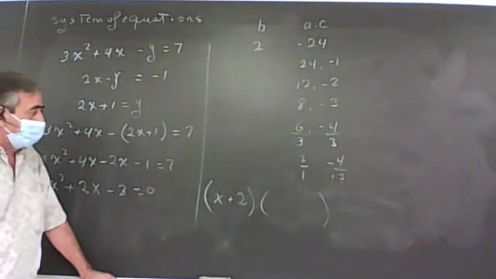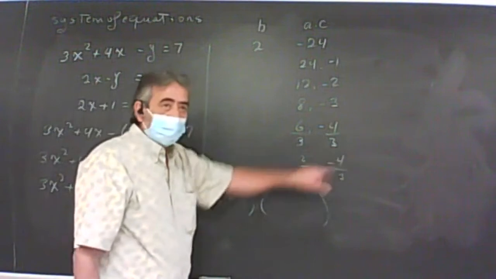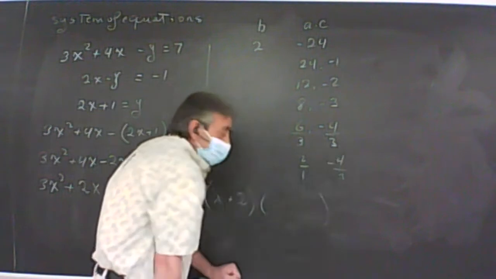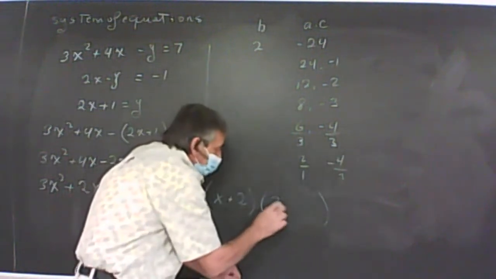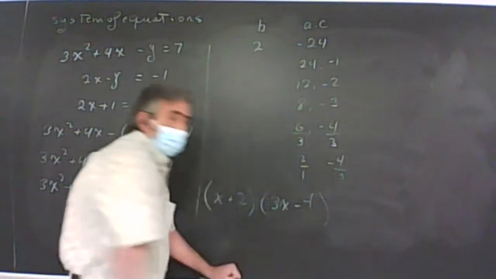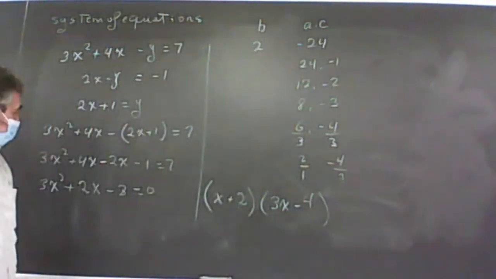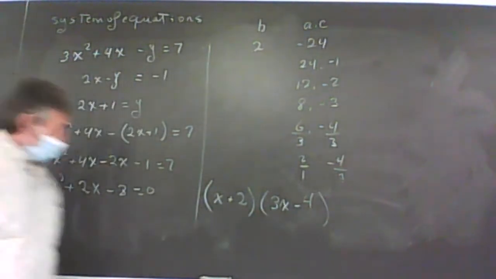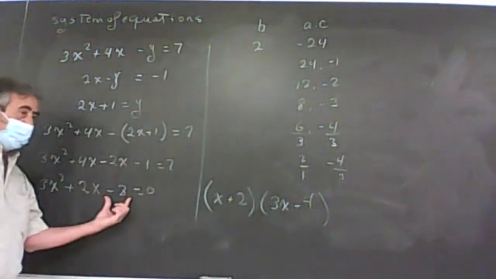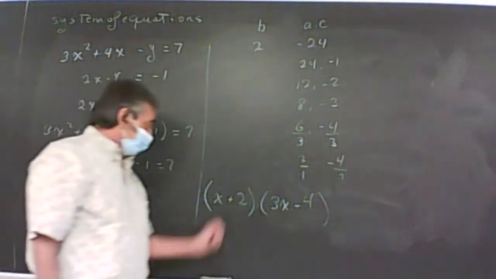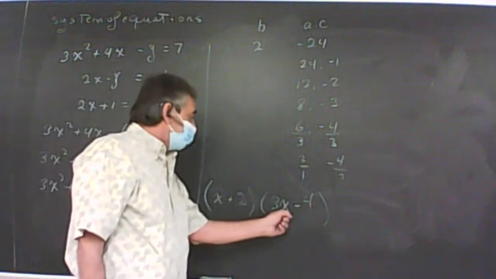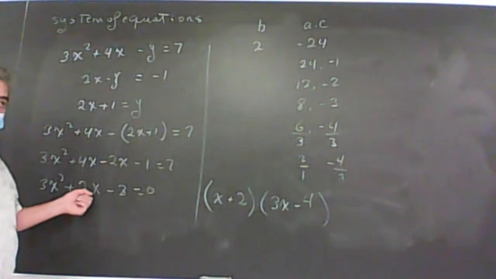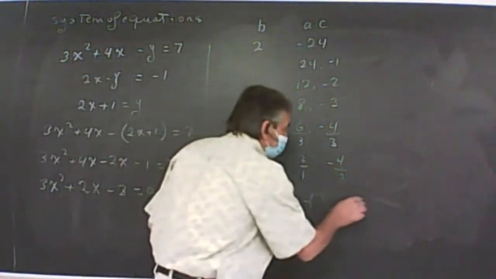Okay? Now, the second number. That's what goes with X. That is a constant. So what do I have on the second one? 3X minus 4. Okay? Let's see. X times 3X is your 3X squared. Yes? And 2 times negative 4 is your negative 8. And then we have 6X minus 4X is 2X. So now this is equal to 0.